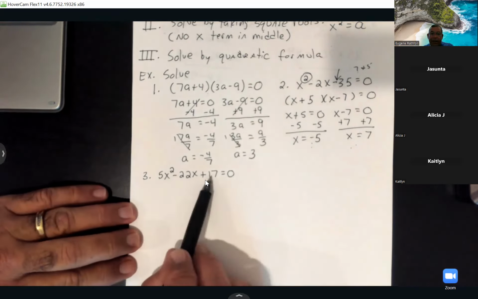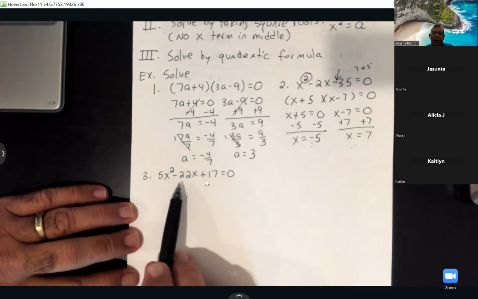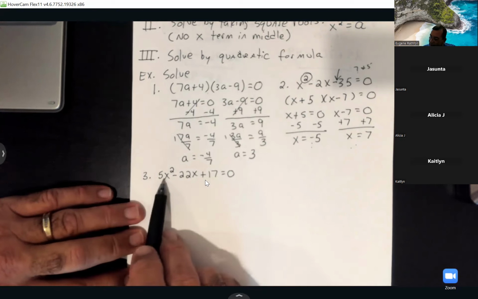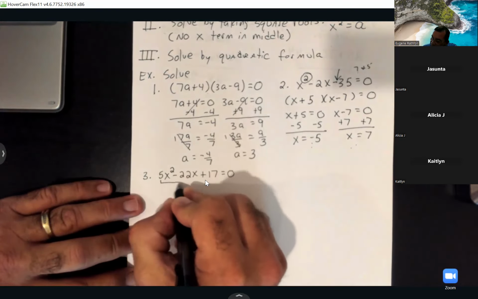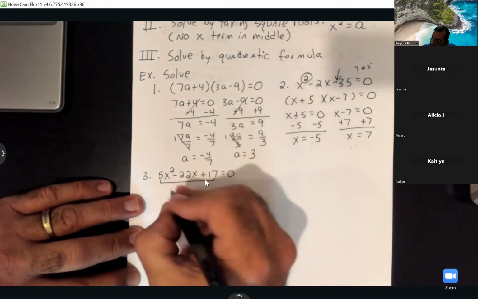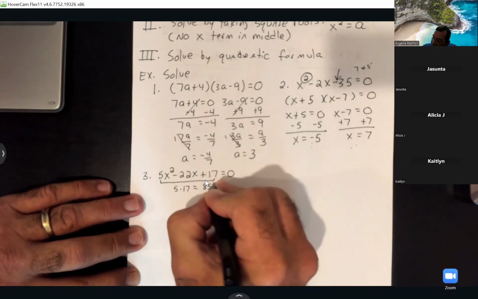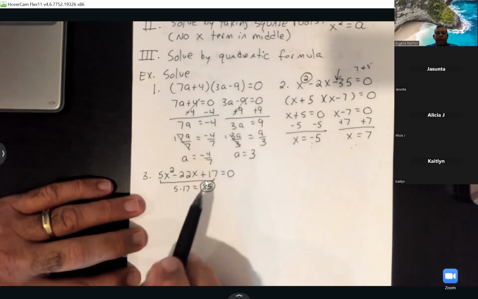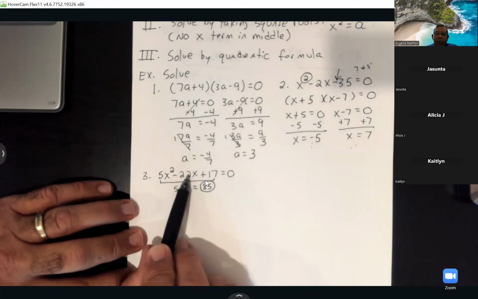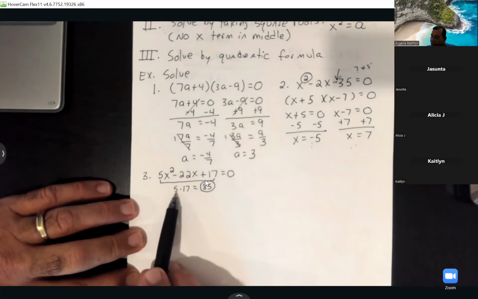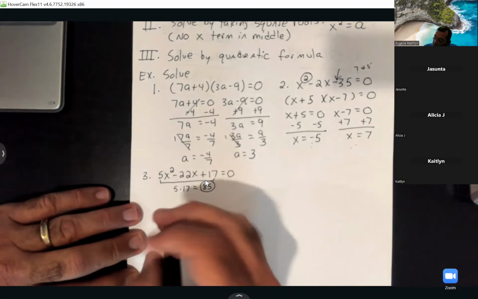And notice there's no greatest common factor on this because 5 and 22 and 17 don't have anything in common. So remember, when I did this one, I have to multiply the 5 times 17, which equals 85. I'm then going to find factors of 85 that'll add to get 22. Well, luckily for me, the 5 and 17 do add to get 22. So we're going to come down.